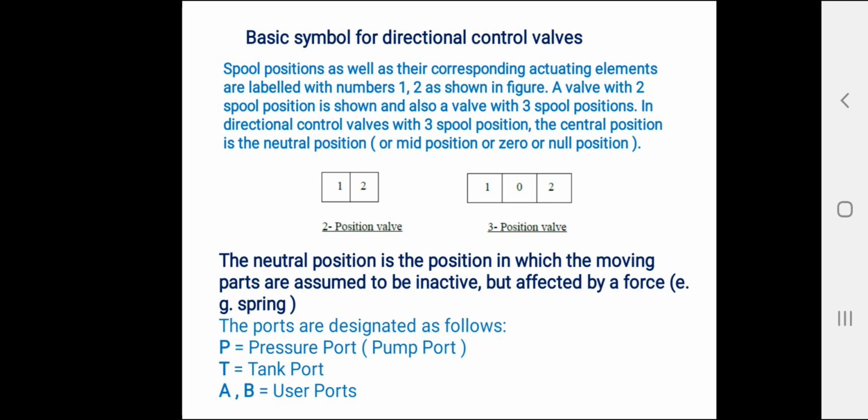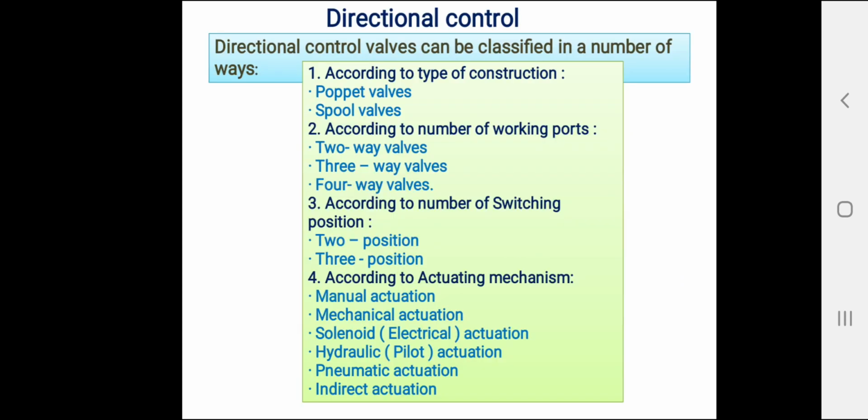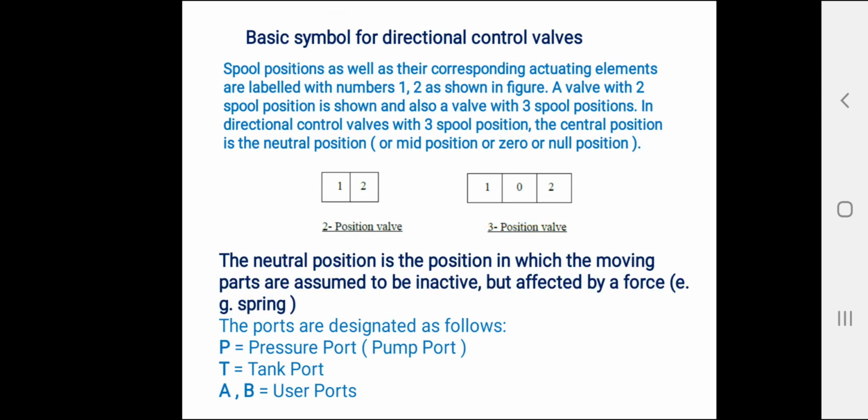These ports are generally identified as P for pressure, A or B for actuators, and T for tank. Let us discuss some valves one by one. So, direction control valves. According to the type of construction, first is the poppet valve.